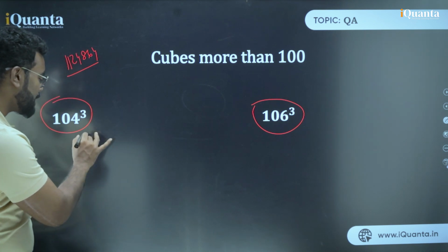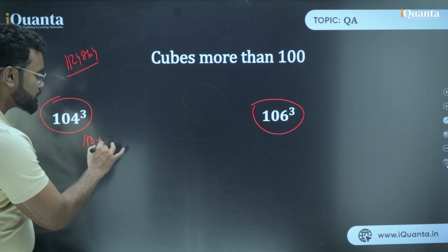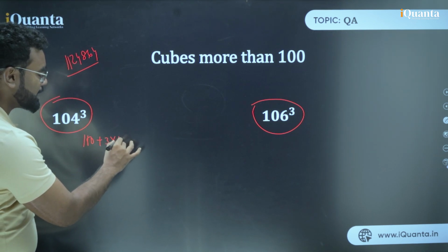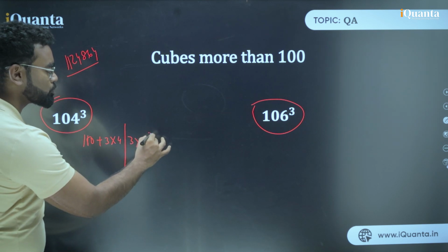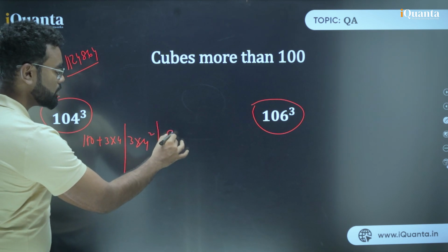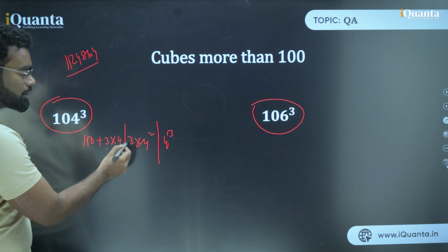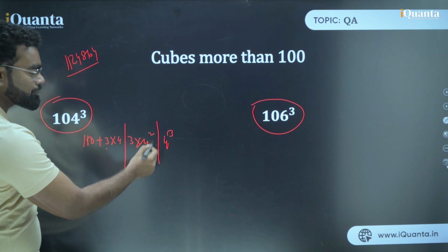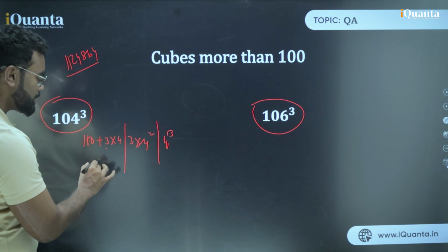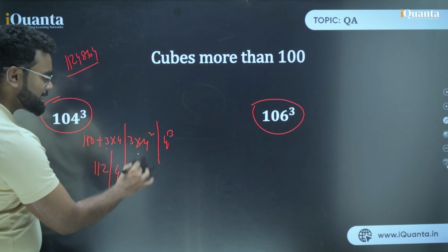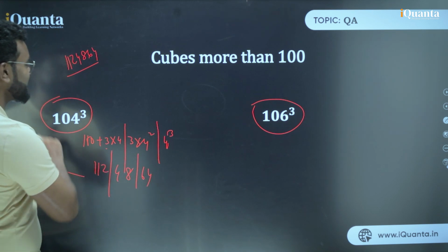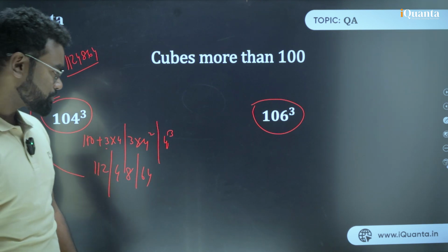The first thing you need to do is 100 plus 3 into extra. What is extra here? 4. The next step is 3 into extra square, what is extra square? 4 square. And the third is extra cube. So it is 100 plus 3 into extra, slash, 3 into extra square, slash, extra cube. So this is 112, this is 48, and this is 64. So that is the same as 1124864.